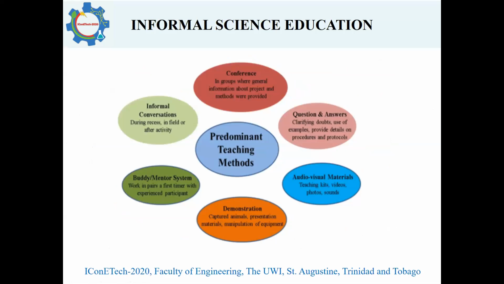So, informal science education is just looking at your predominant teaching method to be one where you appeal to the different learning styles of individuals. A lot of it is founded in Gardner's multiple intelligences. So you develop materials, audiovisual materials, you do demonstrations, you have a mentor system. You look at informal conversations where people actually learn from just interacting with each other. You have conferences and you have questions and answers.